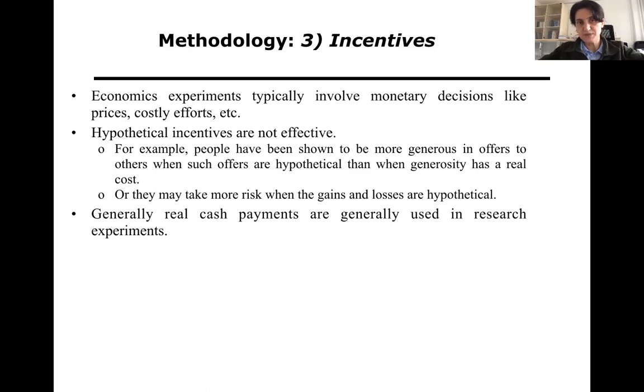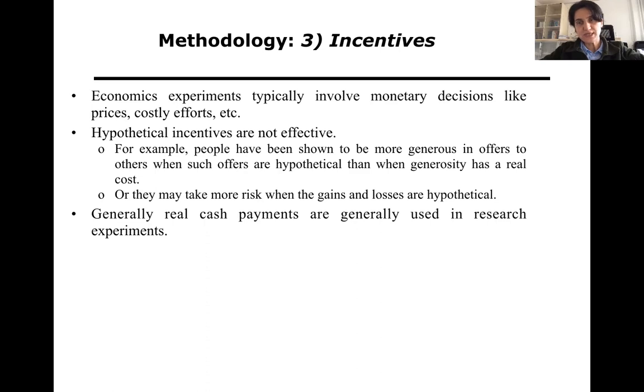For example, people have been shown to be more generous in offers to others when such offers are hypothetical than when generosity has a real cost. For instance, we are going to see a dictator game at the end of these slides. I will explain: there is a hypothetical part and a real money part, and there is a difference between the behavior. Or they may take more risk when gains and losses are hypothetical, okay?